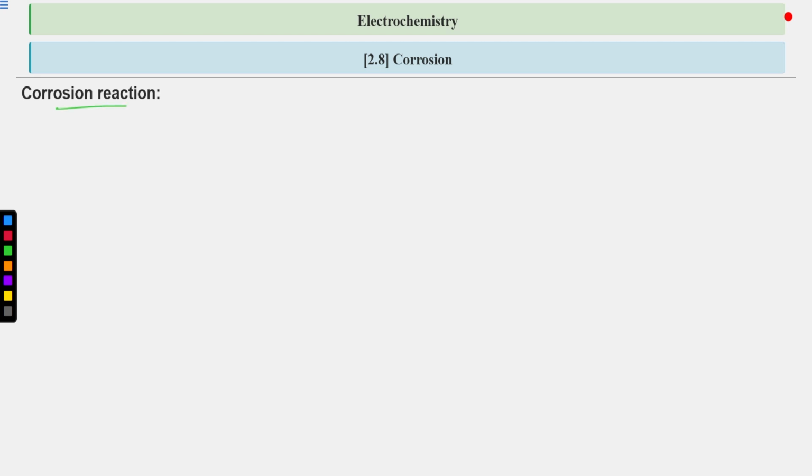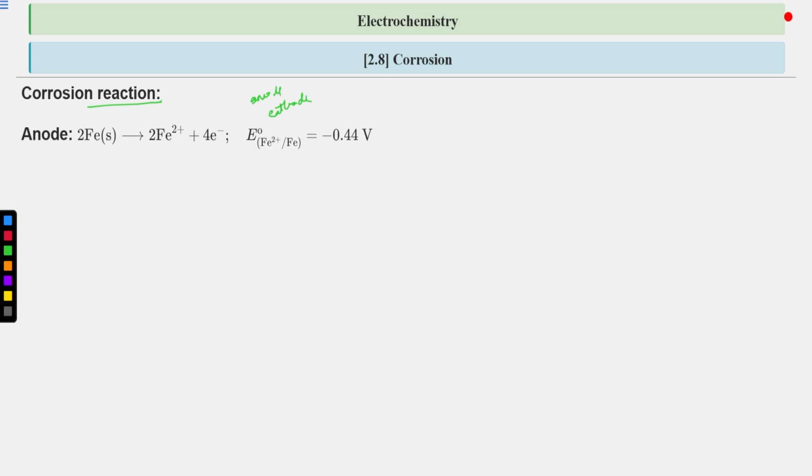Corrosion reaction is our next topic, which we are going to study under section 2.8. In this chapter, whatever reactions we have seen, first of all there is the anode reaction and the cathode reaction, that means the electrode reactions. First we see the anode and cathode reactions, and then we will see the overall cell reaction by adding the anode and cathode reactions.